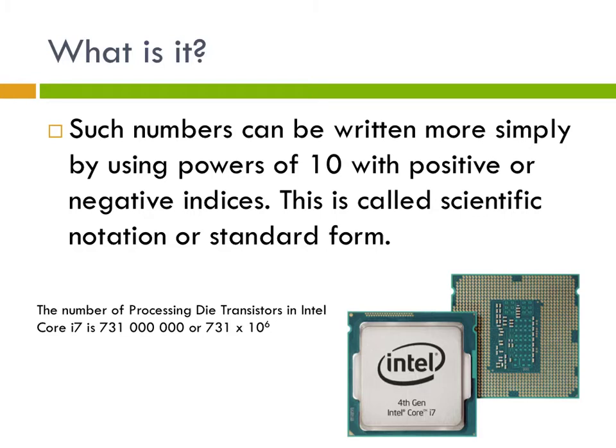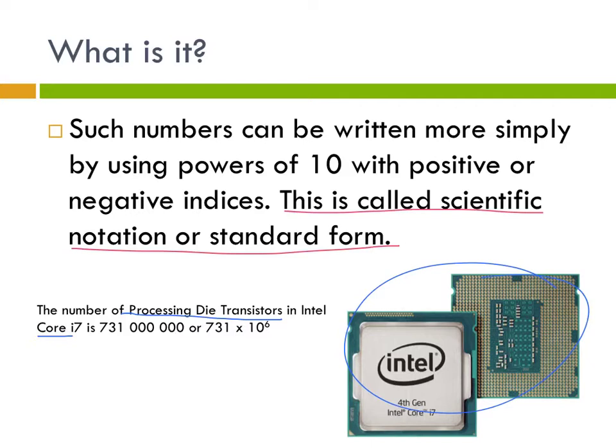Sometimes these numbers can be written more simply by using powers of ten, or using indices with either a positive or a negative. We call this form scientific notation or standard form. Okay, so just a quick little example here. The Intel Core i7, which is a computer processor, has 731 million transistors in it. Instead of writing that big whole long number, we can actually just write that as 731 times 10 to the power of 6, or with 6 zeros after it.